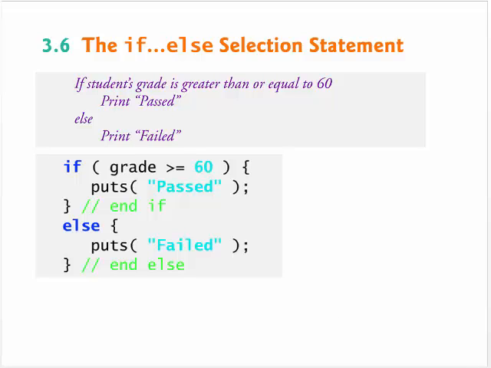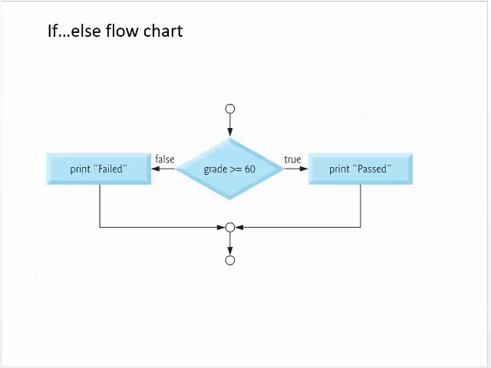So I think if-else is pretty self-explanatory. This is the flowchart for an if-else statement. You enter the selection statement right here. It's either true or false as your outcome, and then after it evaluates one or the other, the program flow will continue.